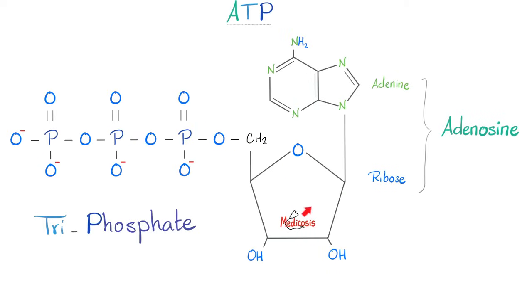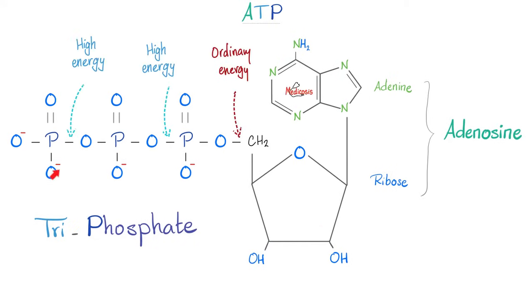Here is my sugar. Here is my base. Here is phosphate, ribose sugar, adenine base, and 3 phosphates. Look at this lovely bond. It's between two negatives. High energy, high repulsion. This one also has high energy. Why? Negative repulsion. High repulsion equals high energy.